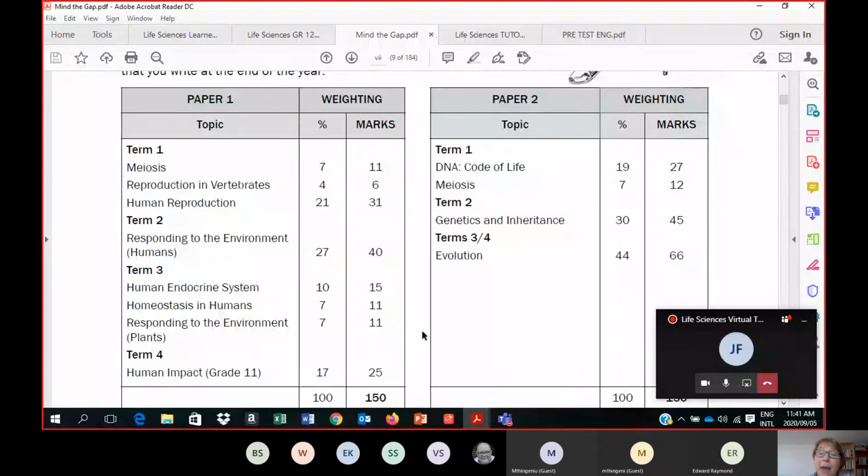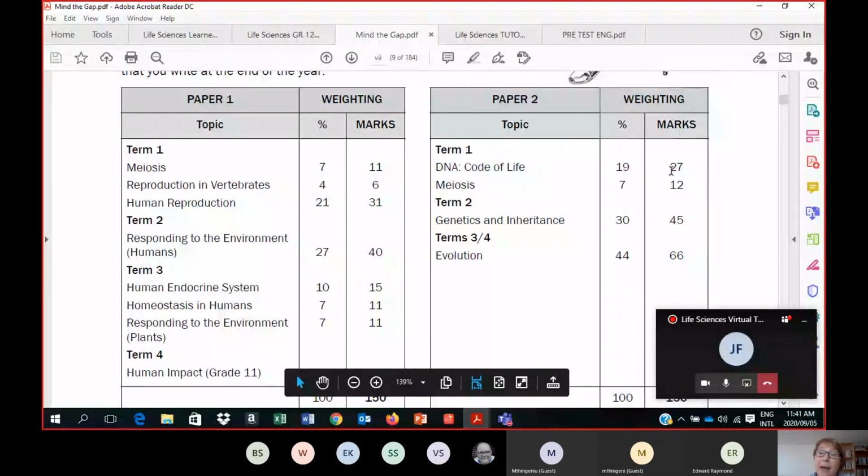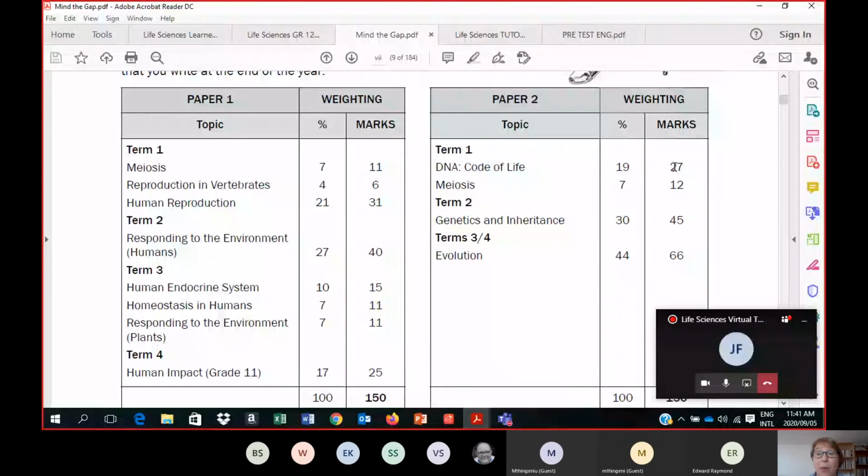Then you'll see in paper 2, we're going to be covering DNA, which counts 27 marks, so that's quite a lot. Meiosis I've spoken about already. Genetics I want to do in detail with you in the next tutoring lesson, so that counts nearly 1/3 of paper 2, and then evolution, which also is a very big section as well. So I find this is very useful, so just bear that in mind, so that when you go into the exam, you are well prepared and you know exactly what you're going to be writing on.